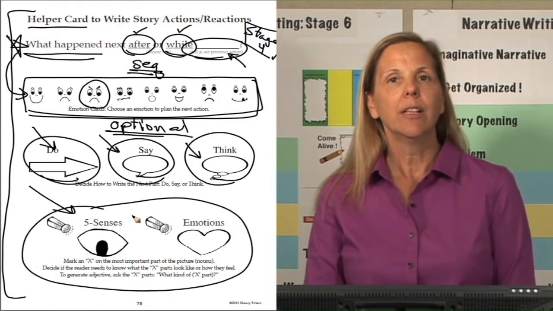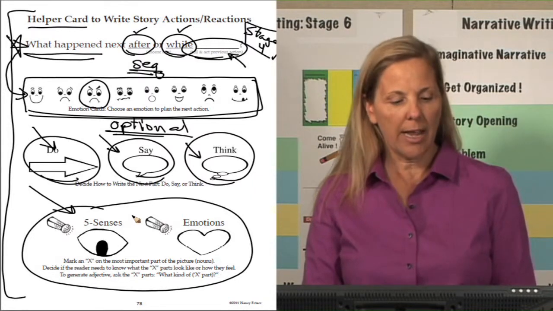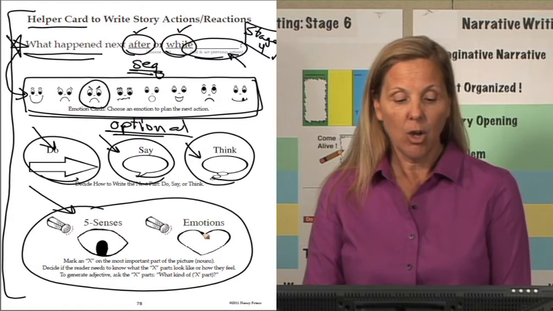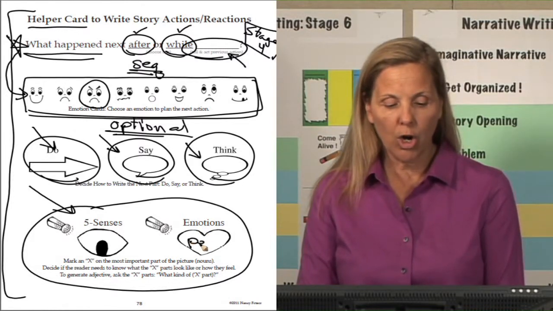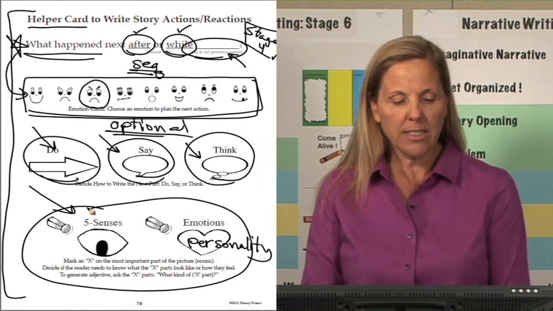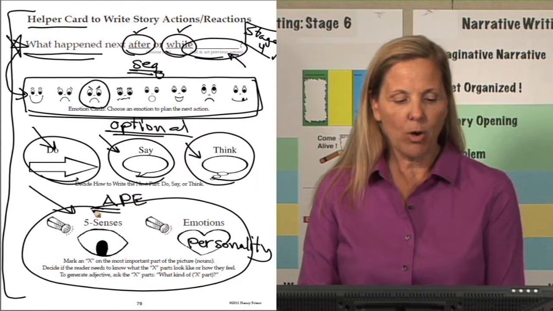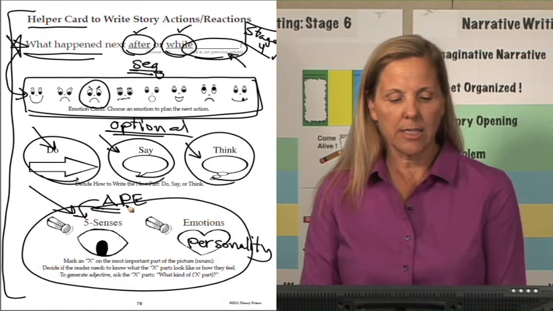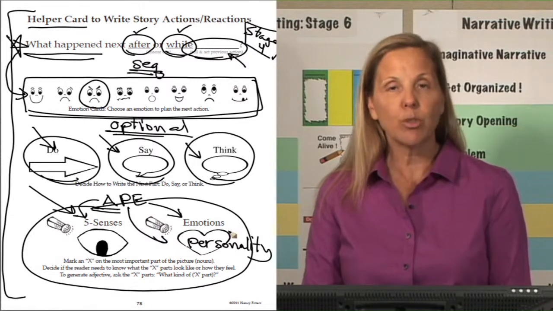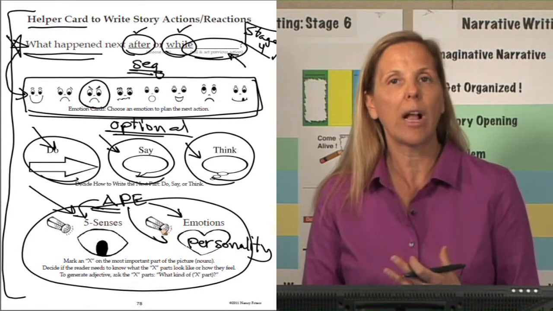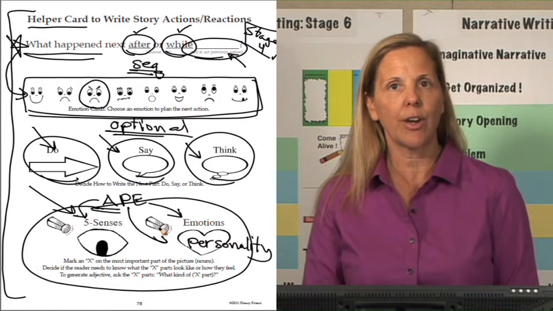That's where we're going to decide, should we describe using the 5 senses, emotions, or personality words. This is also known as APE. That's A for appearance using the 5 senses. P, personality. E, emotion. Those are words that you would use to describe how the character feels or what kind of character traits that character has.